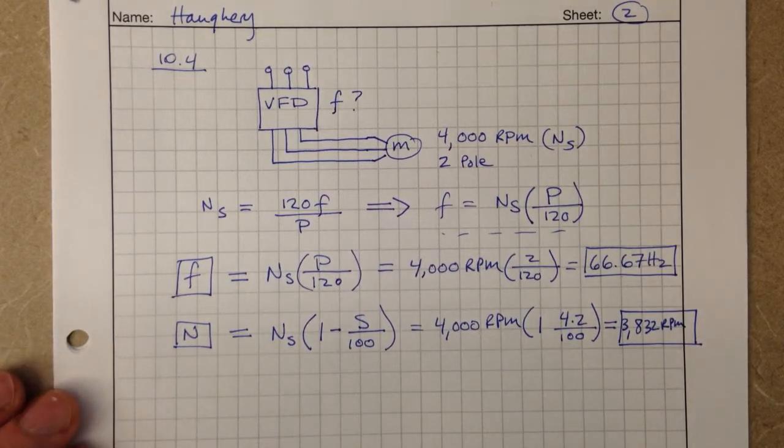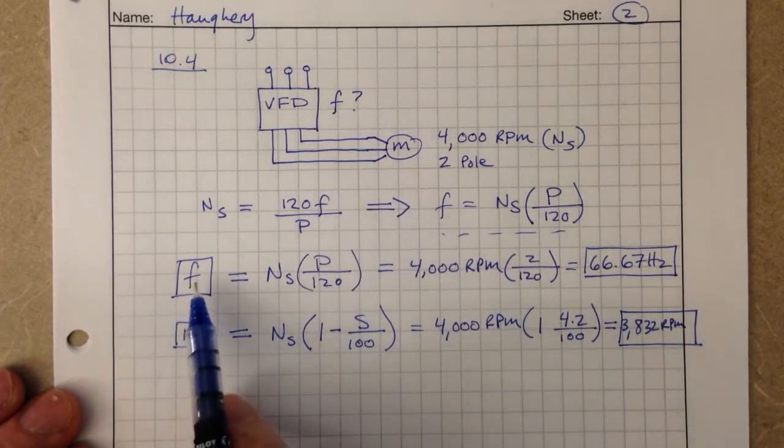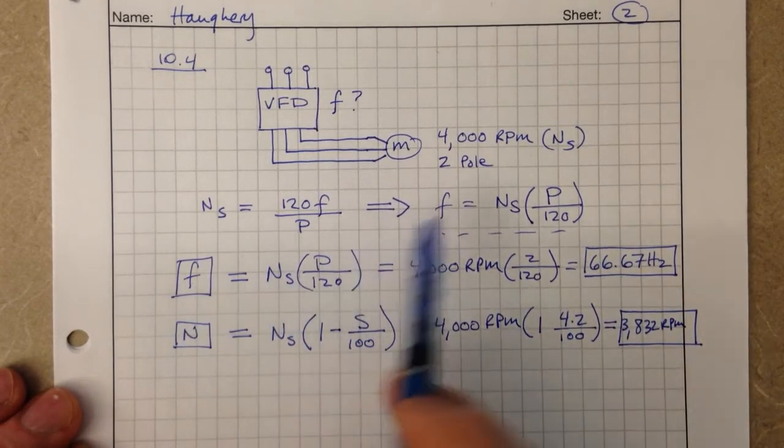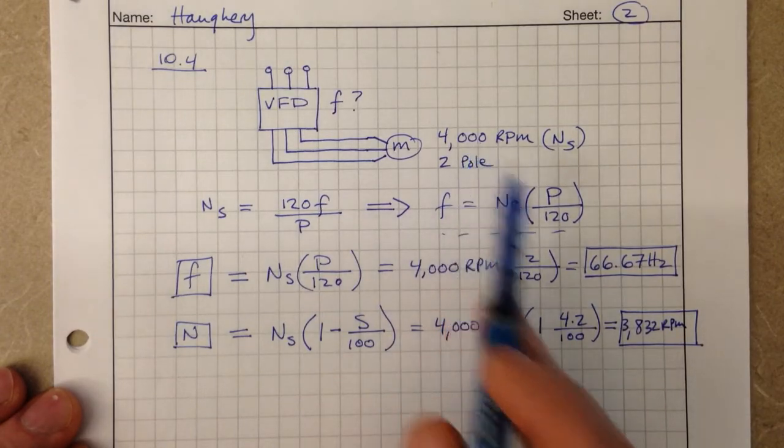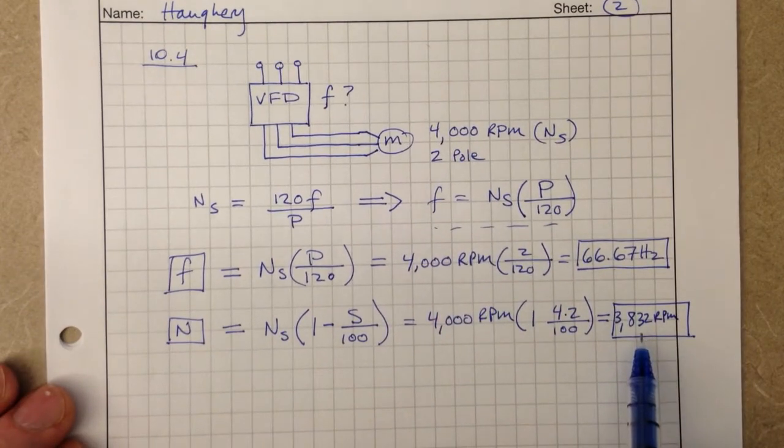Okay, so this is how we could calculate back to find our frequency that we need to spin a motor at this synchronous speed, and also what rotational speed that would correspond to.